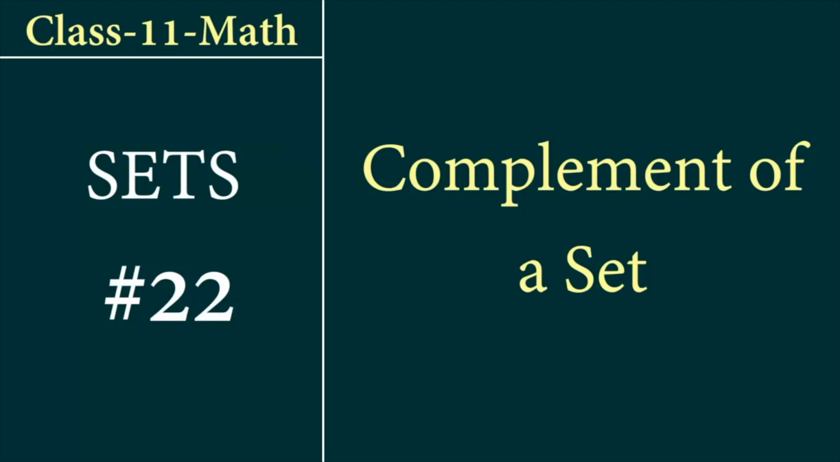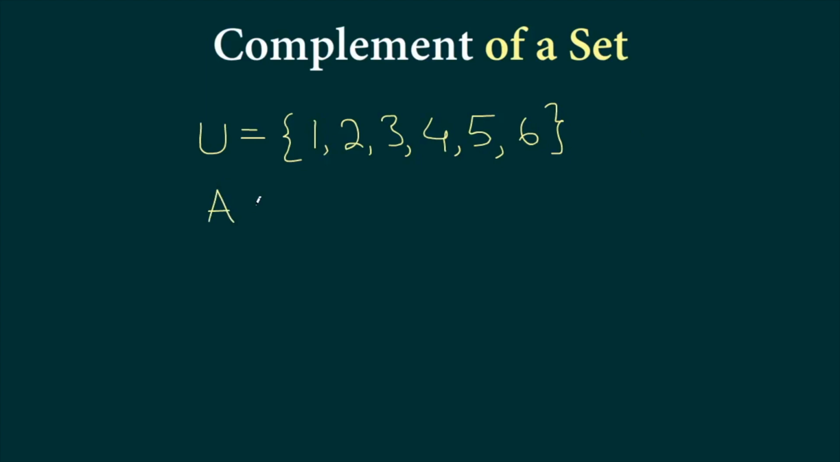Hello and welcome. This is sets video number 22 and today we are learning about what is a complement of a set. So let's define a universal set. We write the universal set by uppercase letter U. Let's say it contains the numbers 1, 2, 3, 4, 5 and 6. And let's define another set, set A, which contains the numbers 2 and 3.